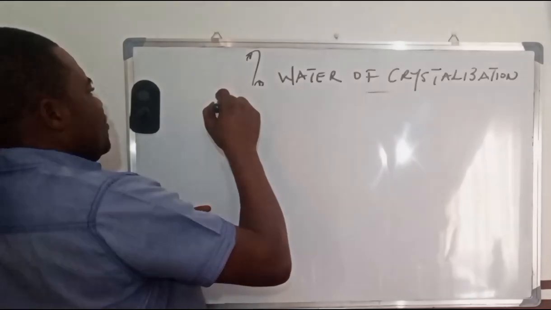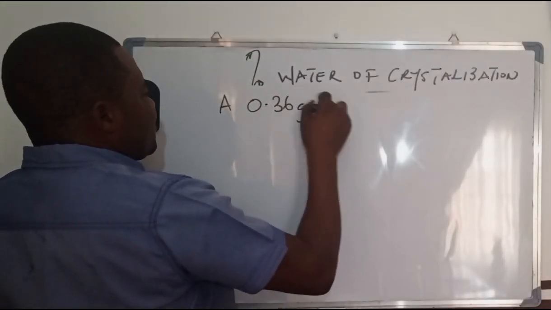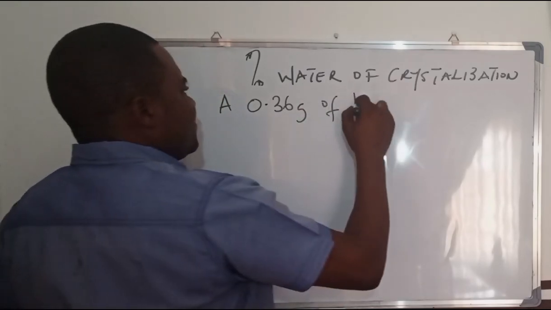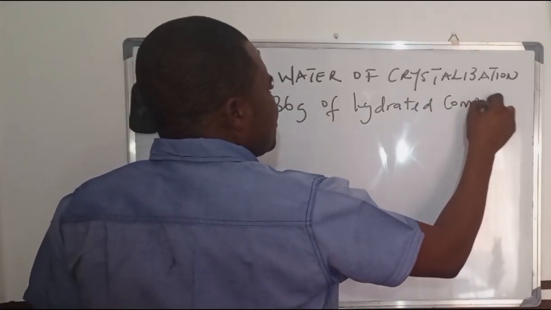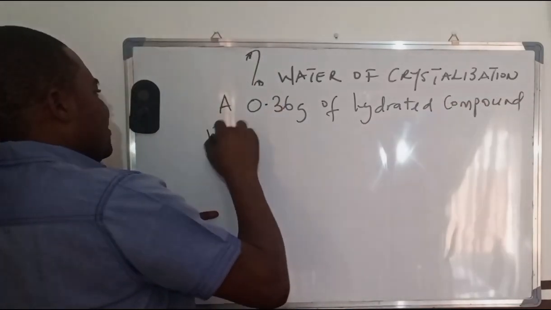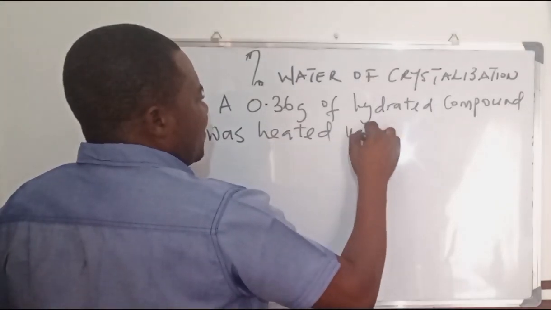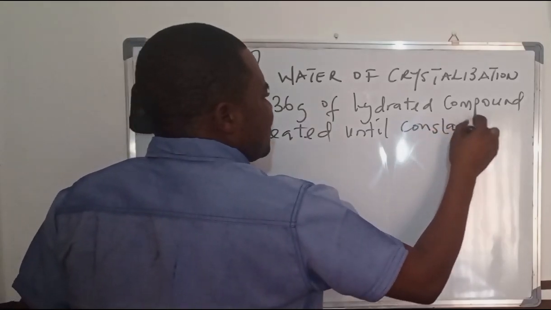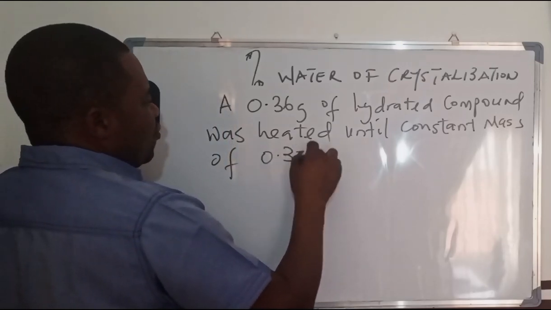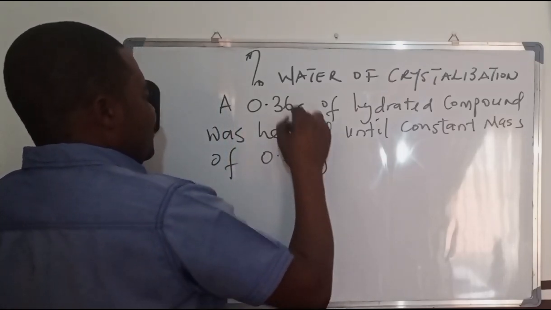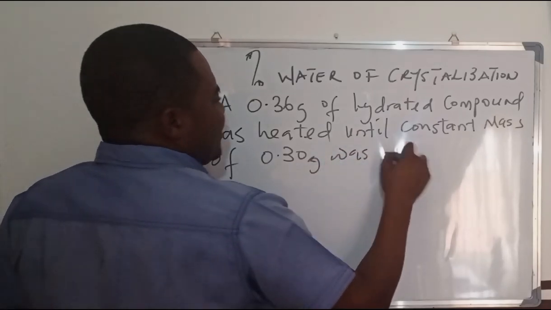Let us say you were told that 0.36 grams of hydrated compound or salt was heated until a constant mass of 0.301 grams, okay, let's say 30 grams, was obtained.